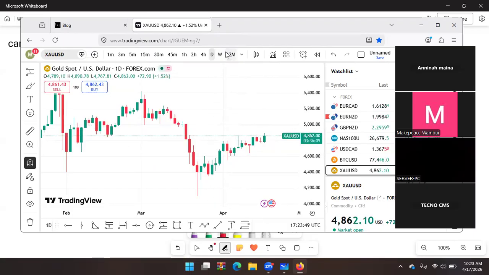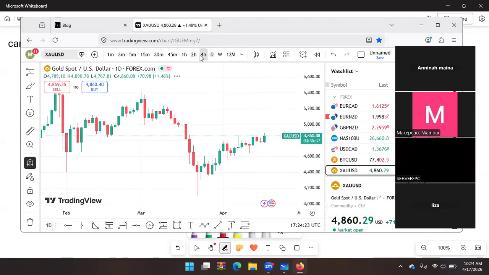And on a daily, this is how the market has been moving today, meaning this one candle is a representation of how the market has moved from last night until now, around eleven fifty something. That is how the market has been moving.